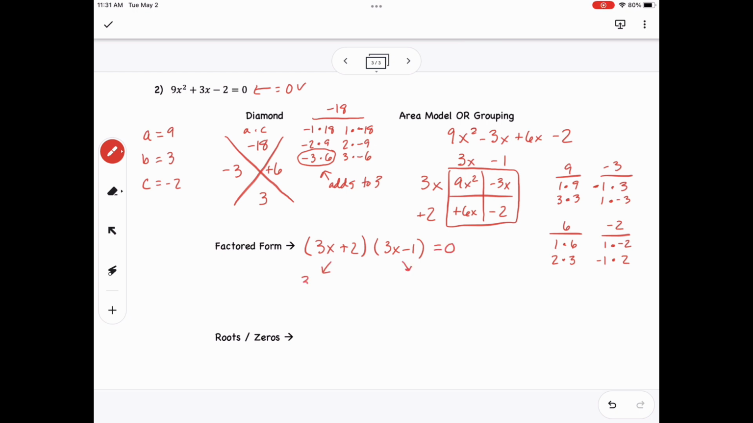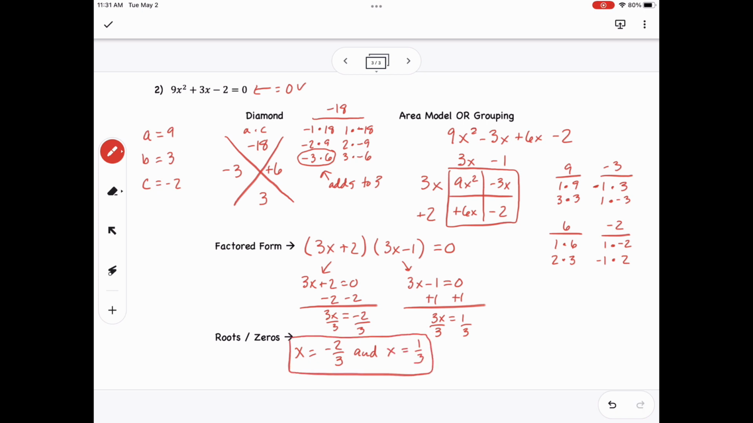But then, like we did before, set it equal to 0. The zero product property allows me to separate them and solve. Both of these will be a two-step problem. And so for the first one, I get negative 2/3 for x, and for the last one I get 1/3 for x. Okay? Have fun with your practice.